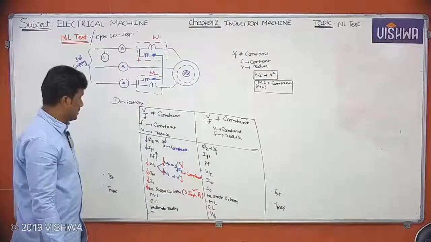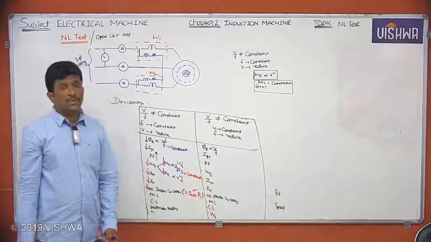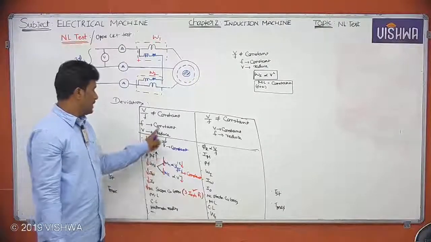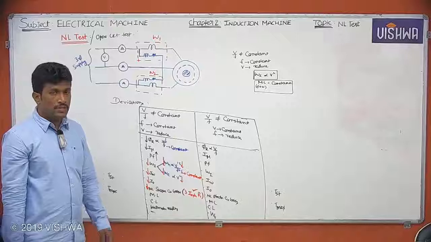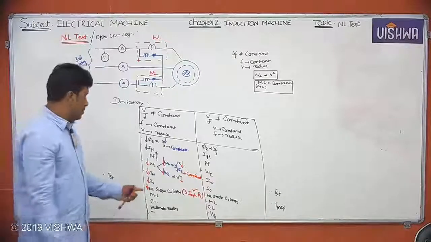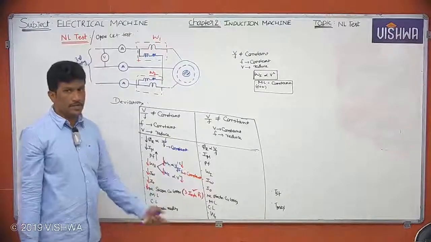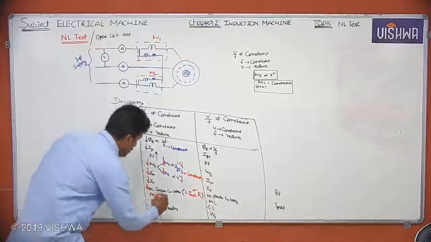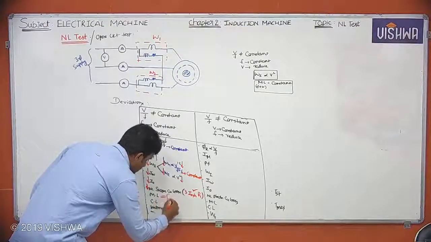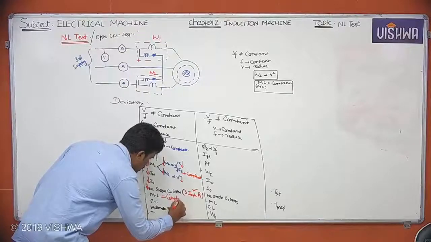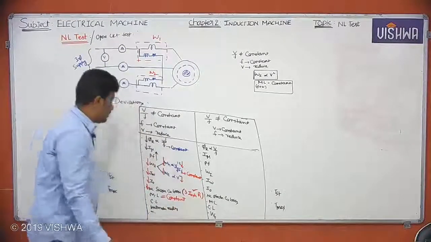What about mechanical loss? Mechanical loss depends on speed, and frequency is constant here, so obviously it depends on speed, depends on frequency. If they are constant, what about mechanical losses? Constant. That's why in our graph also we got a constant line for mechanical losses.